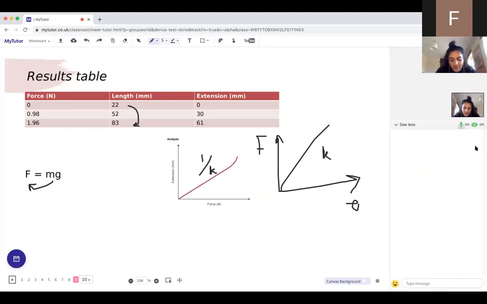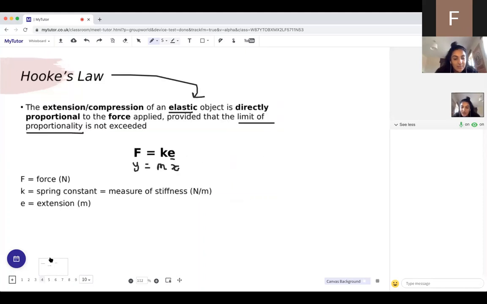Okay, so somebody asked what are the units for the constant and extension. So the units for the spring constant is newtons per meter, and for extension, we're just measuring a distance of how far the spring stretches, so it's in meters.